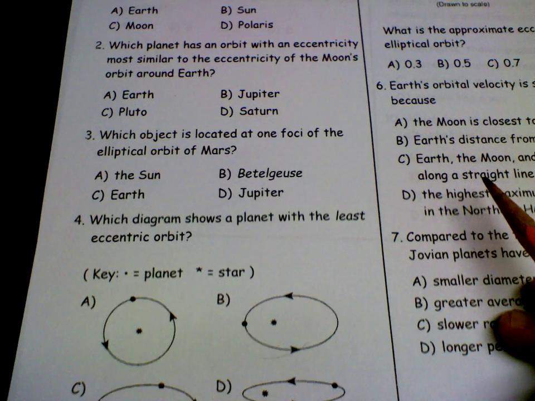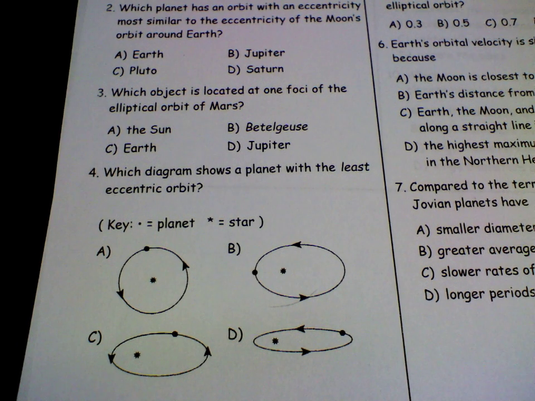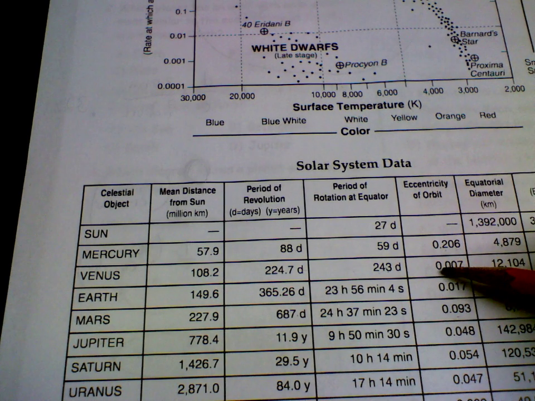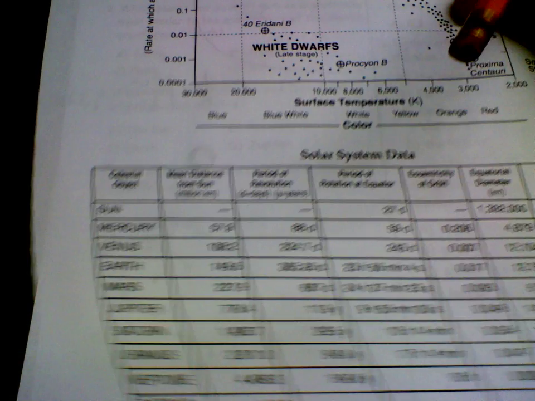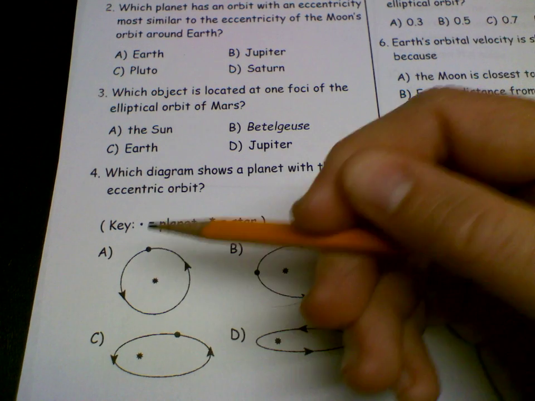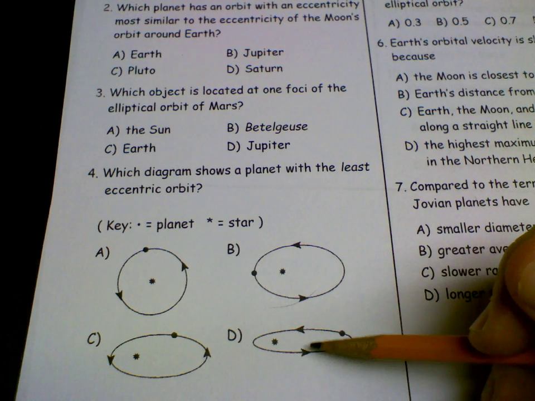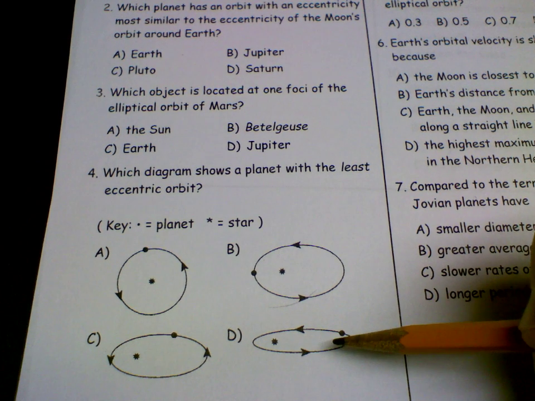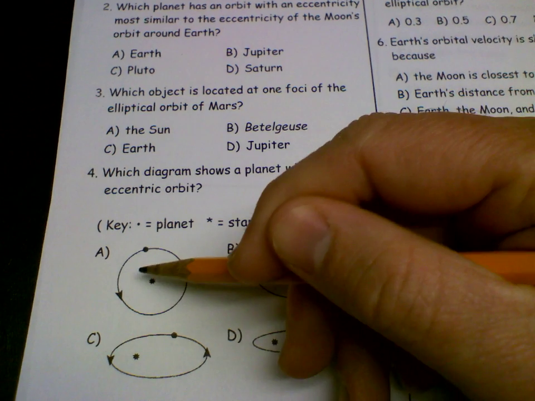Okay, which diagram shows a planet with the least eccentric orbit? That means that the eccentricity would be closer to zero. And we said zero looks like a circle, so you're looking for the shape that is most circular. That would be choice A. I noticed a lot of people put D for this one. D is the exact opposite. That would be the highest eccentricity. So the correct answer here is A.